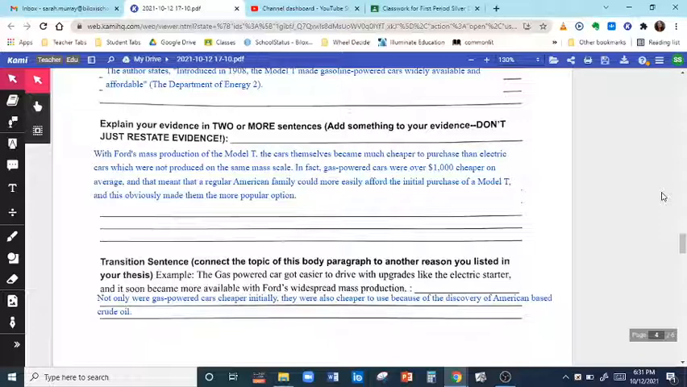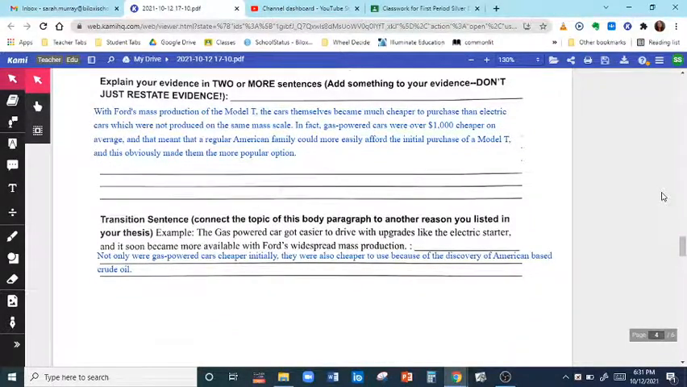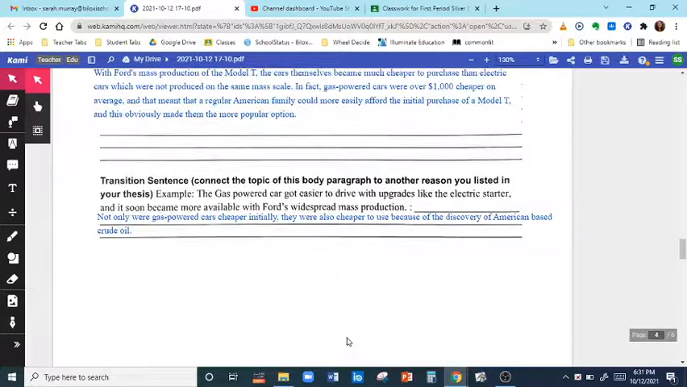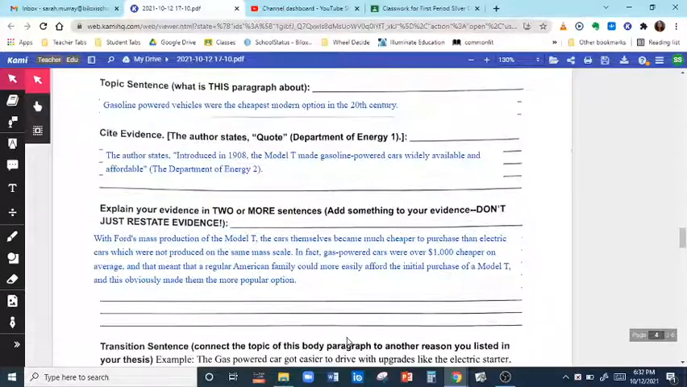Why were gas-powered cars more popular? You've got to tie that in. All right. Last but not least, our transition sentence. Connect the topic or this piece of evidence in this body paragraph to another reason you listed in your thesis. Example, gas-powered car got easier to drive with upgrades like the electric starter, and it soon became more widely available with Ford's widespread mass production. So here is my example. Not only were gas-powered cars cheaper initially, they were also cheaper to use because of the discovery of American-based crude oil. And then I would talk about it being cheaper because of the oil.